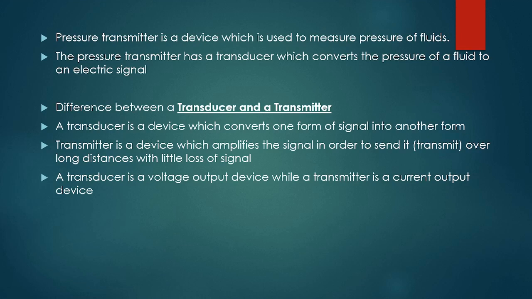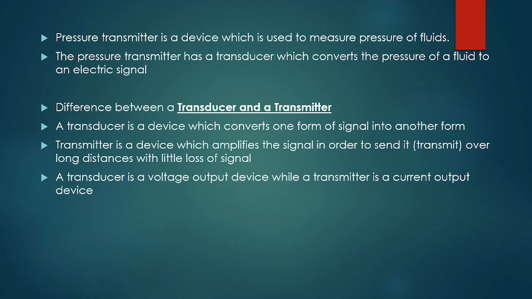Another related question is the difference between a transducer and a transmitter. Now, if you ask 5 different people this question, you're bound to get 5 different answers. But one of the most commonly accepted differences is as follows. A transducer is any device that is used to transduce or change one form of signal into another form of signal. Whereas a transmitter is a device that is used to amplify the signal in order to transmit it or send it over long distances. Now, the amplification is done in order to avoid loss of signal while it is being transmitted.